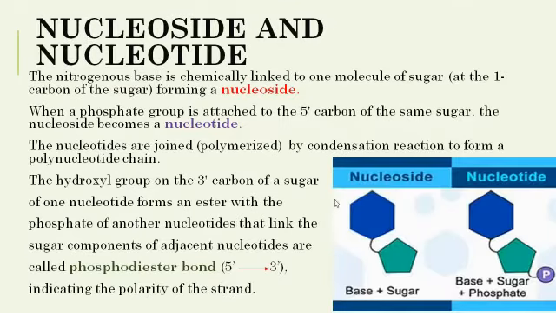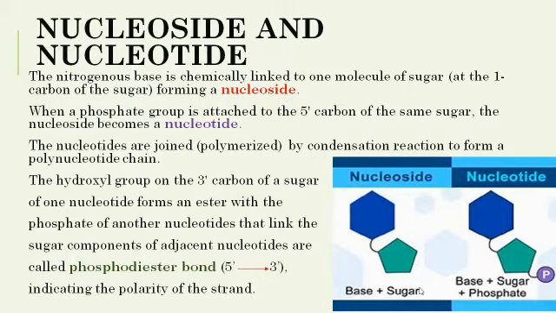Nucleotide and nucleoside. The nitrogenous base is chemically linked to one molecule of sugar at the 1' carbon of the sugar. Where is this nitrogenous base located? It is present at the 1' carbon of the sugar. Where is the phosphate group located? It is located either in the 3' or the 5' region. With this, it is called a nucleoside. Nucleoside is base plus sugar, that's all.